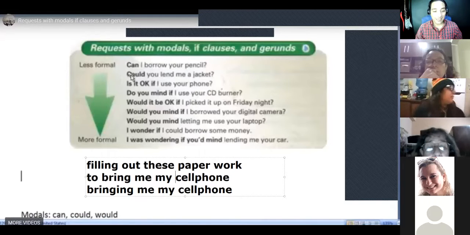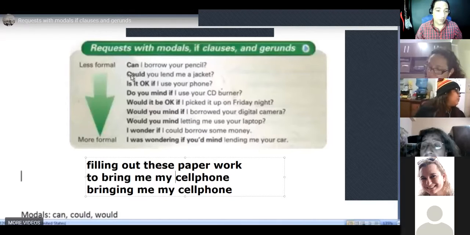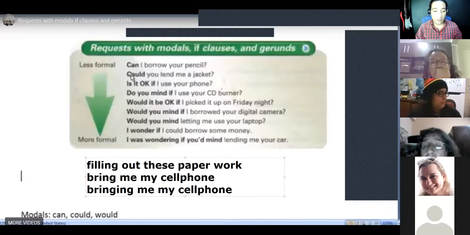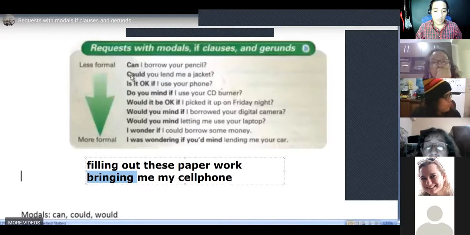Perfect. Okay. Now, Madeline, you couldn't say, would you mind to bring me my cell phone? As Violeta was saying, we need to use the gerund form. Would you mind? Why? It's a rule. Okay, it is a rule. Because it doesn't sound right. It doesn't sound good to say to bring me my cell phone. Would you mind to bring me my cell phone?